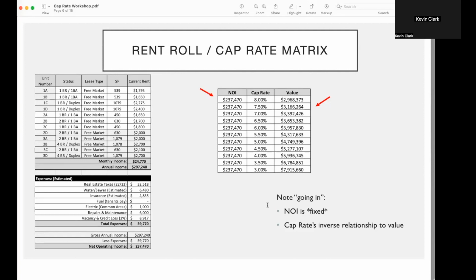On the right-hand side of the page is a cap rate matrix. And if you notice, the NOI line, of course, is fixed. If we're looking at buying the asset represented by this rent roll on the left-hand side, we are not going to change the NOI based on what we're going to pay for it. Because again, NOI is what we think the NOI is going to be at acquisition in the first year of ownership. It's a reasonable expectation of what we think we're going to collect, less our expenses.